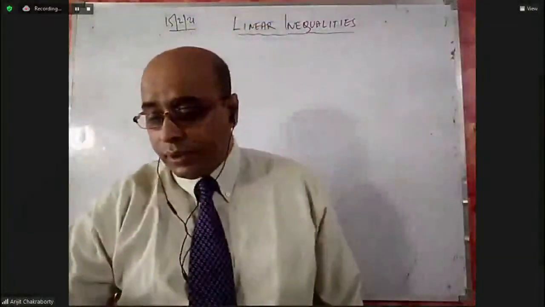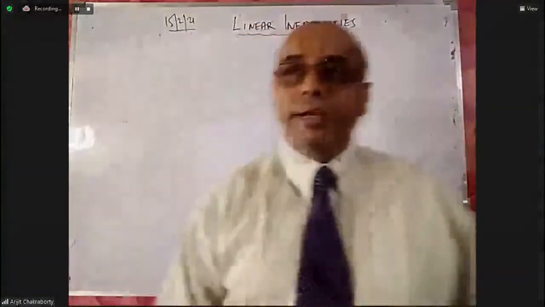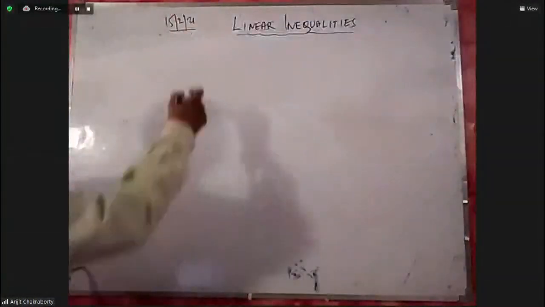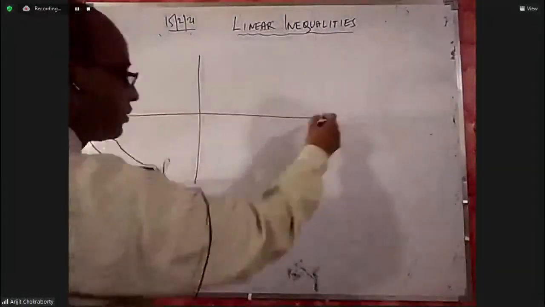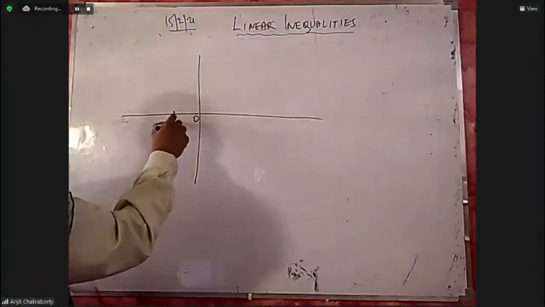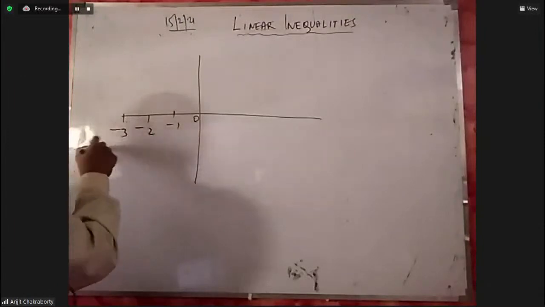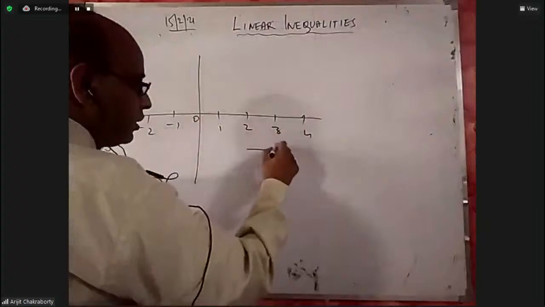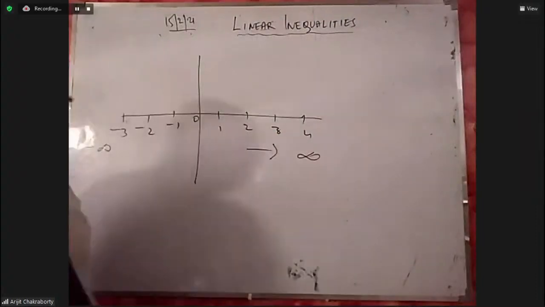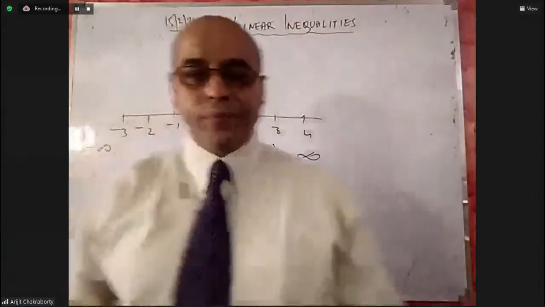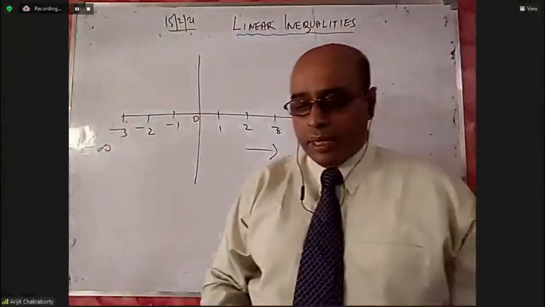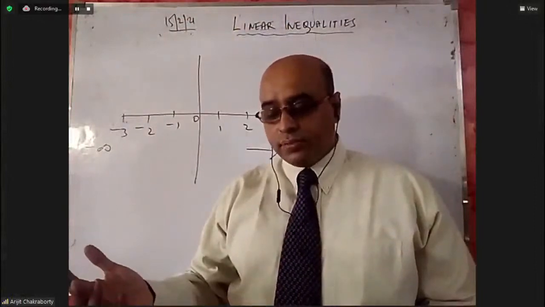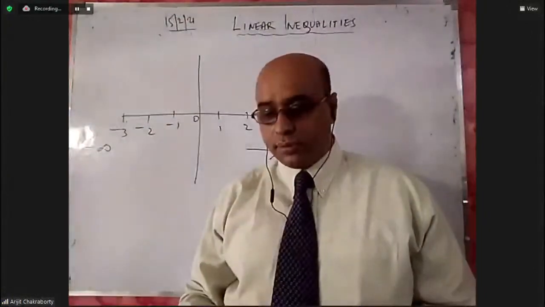Now, inequality is very simple. If I draw the solution space, this is the number system, the number line. Okay, so we have 0 here, -1, -2, -3, and this goes to minus infinity. 1, 2, 3, 4. This way it goes to plus infinity. Okay, this is the sign for infinity, right? Goes on and on.